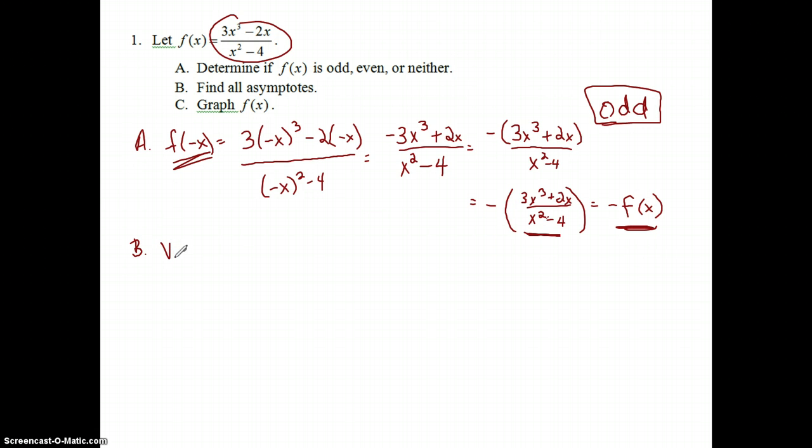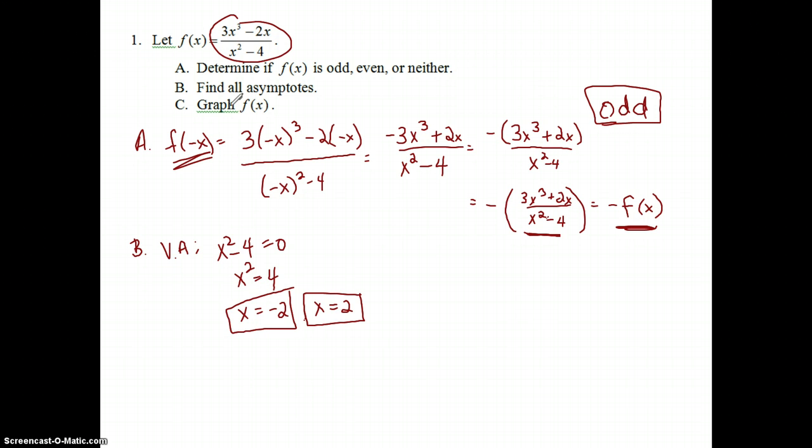The vertical asymptotes happen where the denominator is equal to 0. So we take the denominator, set it equal to 0, and solve for x, and we get x equals negative 2 and x equals positive 2. And those are our vertical asymptotes.